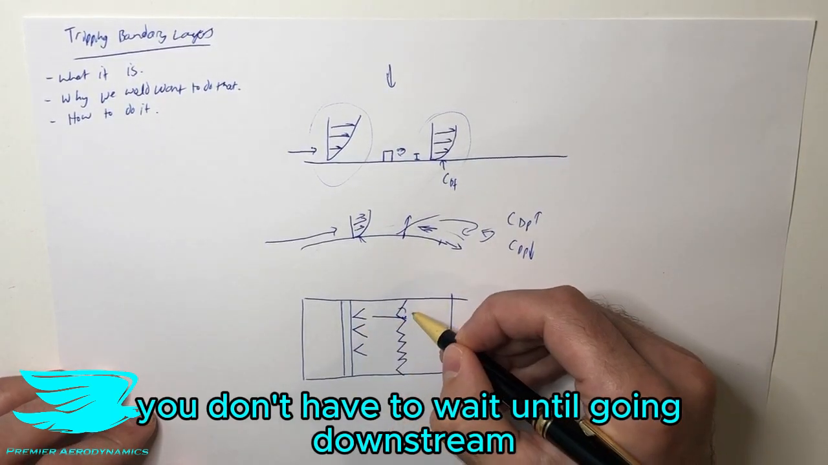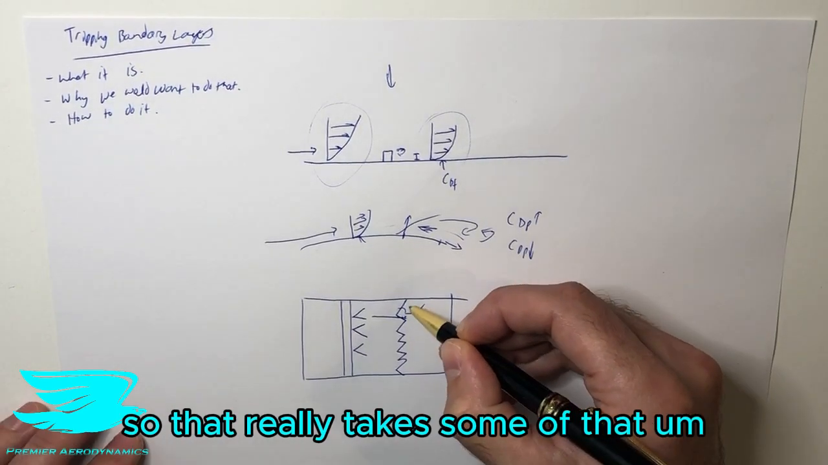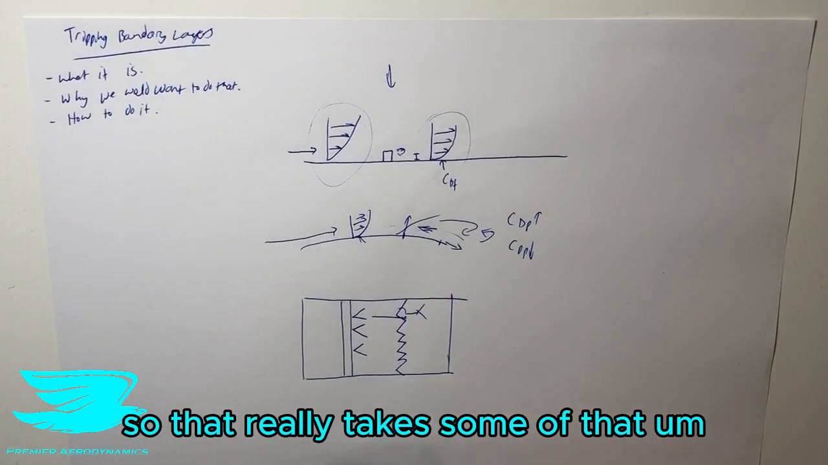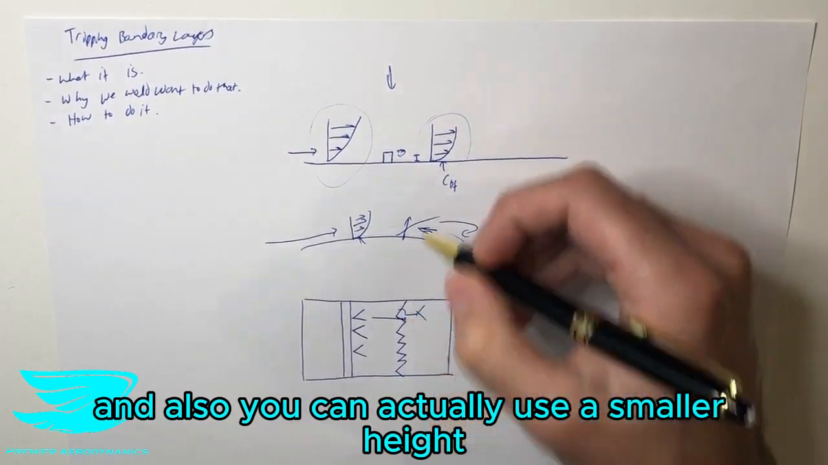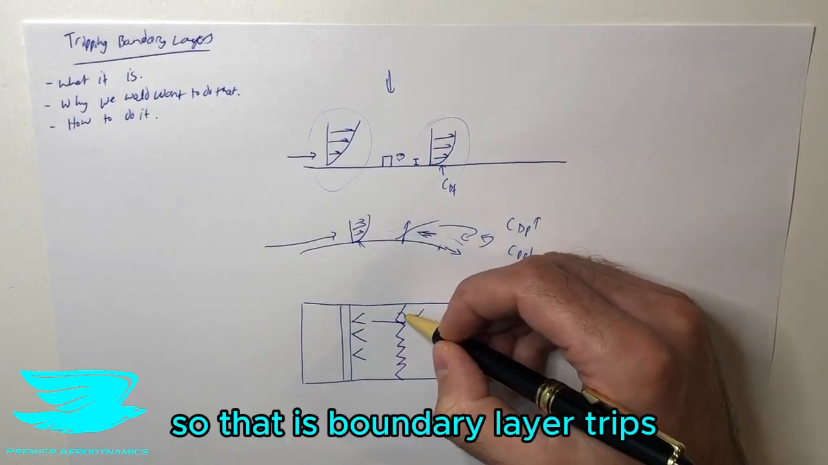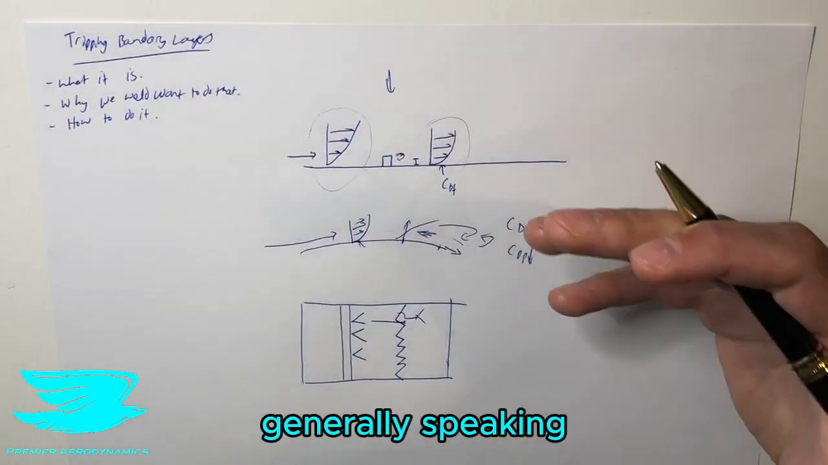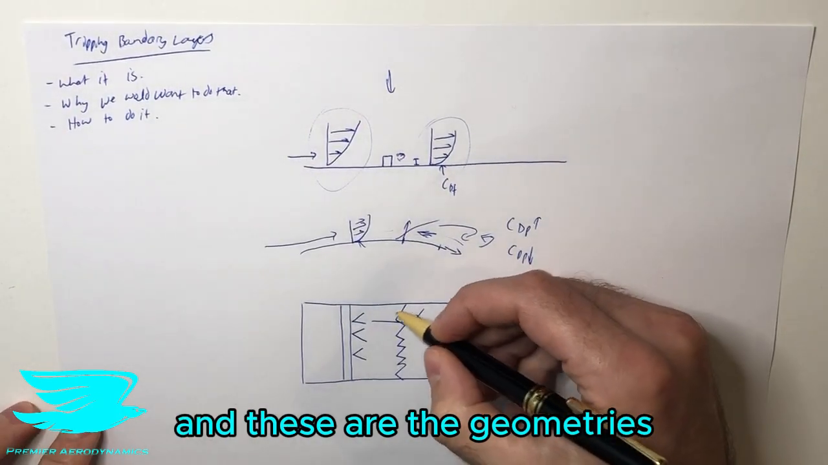So you don't have to wait until we're going downstream for this two-dimensional turbulence to break down three-dimensionally. It's already three-dimensional. So that really takes some of that time out of the equation, and also you can use a smaller height of this trip and still trip the boundary layer quite well. So that is boundary layer trips and why we use them generally speaking, how to do it, and these different geometries.